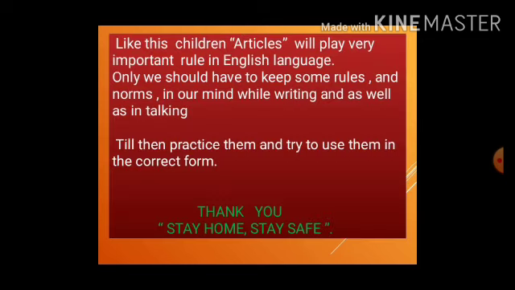Like this, children, articles play a very important role in the English language. We should keep some rules and norms in our mind while writing, as well as in talking and using them. Till then, practice them and try to use them in the correct form and manner.